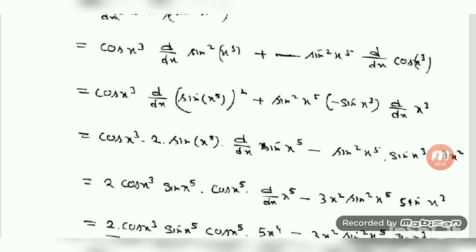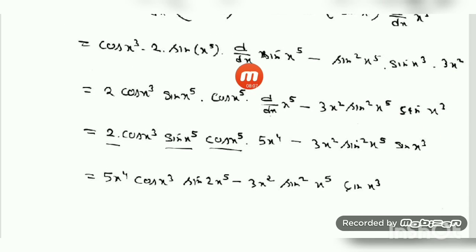Now I have to proceed further because the derivative is not completed here. 2 is there, cos of x cube sine of x to the power 5. I have to use here, think of it as x, and use the formula for d/dx of sine x. d/dx of sine x formula is cos x, so cos of x to the power 5. And again x to the power 5 you have to think of as x, so take the derivative of x to the power 5.